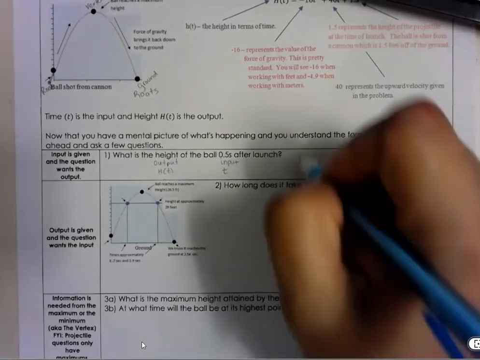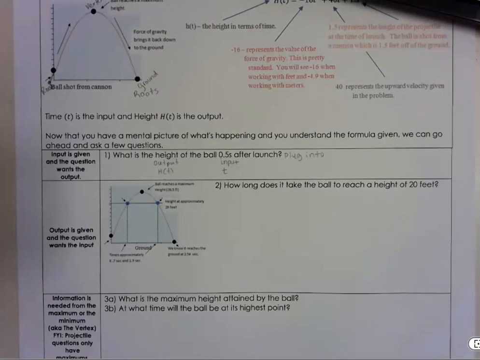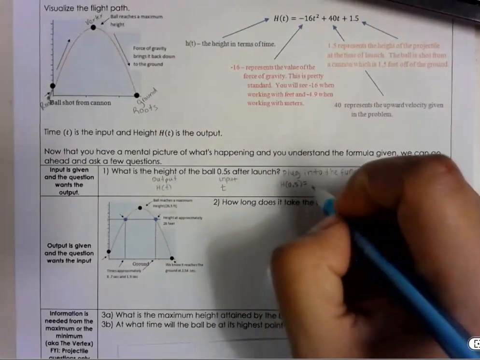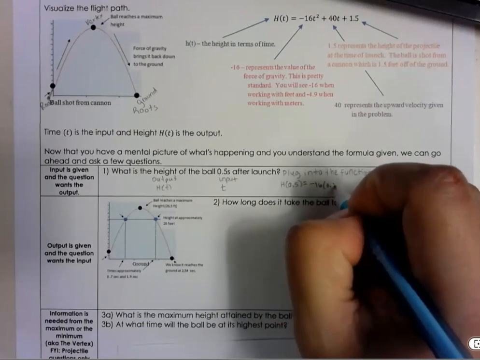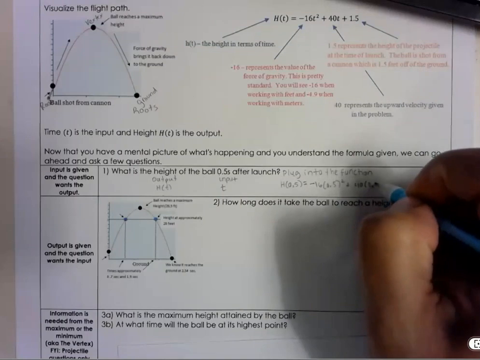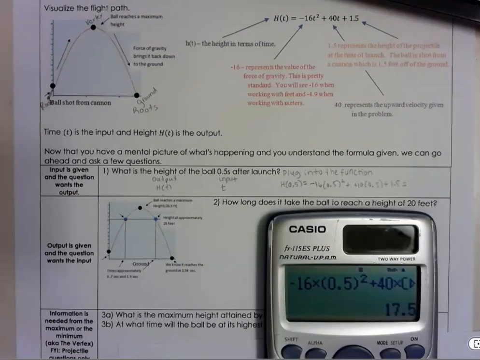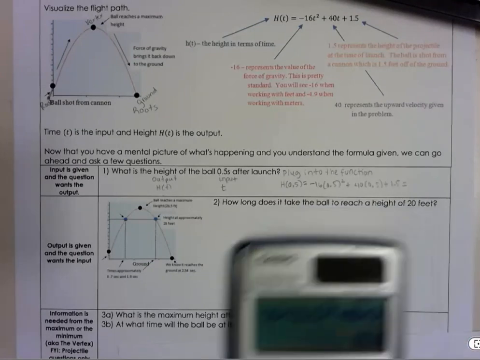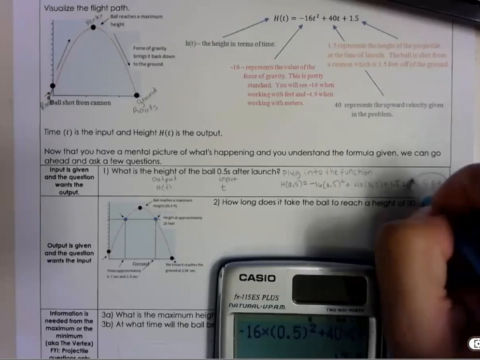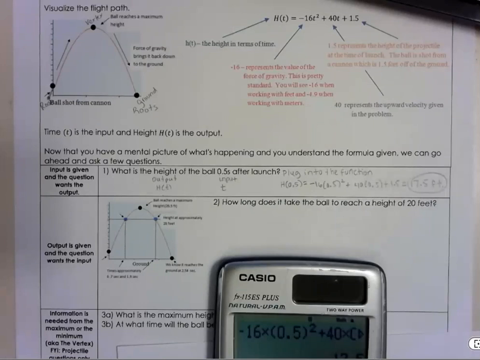And so how do you solve this problem? You plug into the function, so you find h of 0.5. So negative 16 times 0.5 squared, plus 40 times 0.5, plus 1.5. You type that into your calculator and you get 17.5 feet. So for this question, when they give you the input and they want the output, all you have to do is plug into the function.